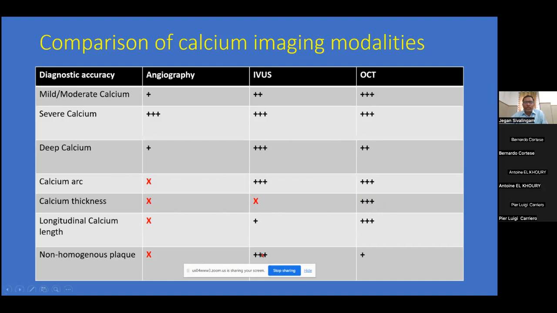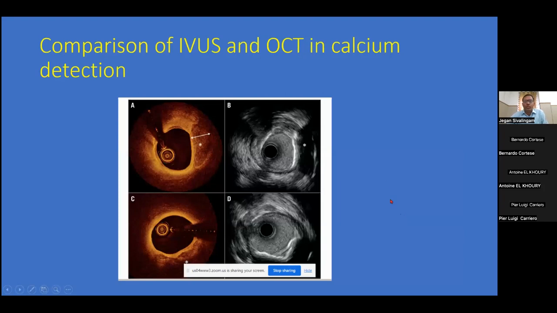One point where IVUS scores over OCT is the non-homogeneous block. That is, if there is a thrombus and there is underlying calcium, then the light in OCT is not able to penetrate into the thrombus. So in that case, we may not be able to accurately see the underlying calcium. From this table, we see OCT is definitely much better than IVUS in various aspects of calcium imaging. Now we move on to the comparison of IVUS and OCT. How does calcium look in OCT and IVUS?